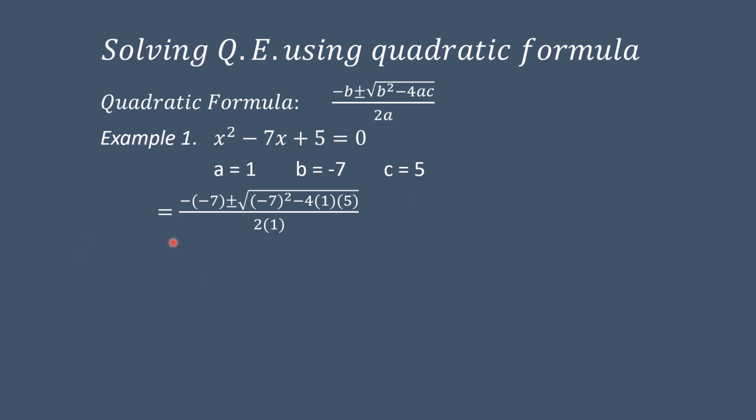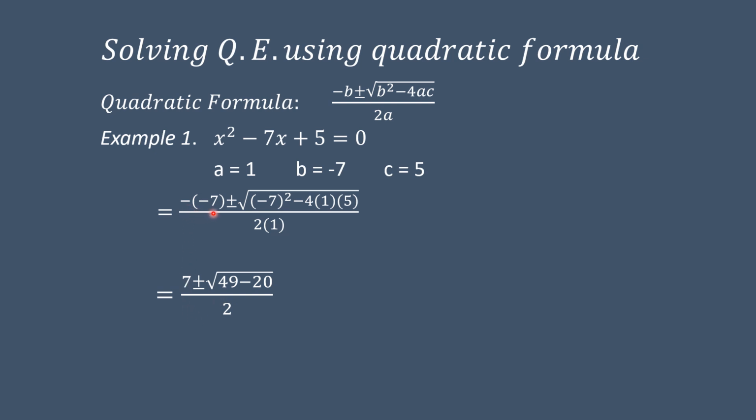Then we will plug in all the values of a, b, and c in the formula. So we have negative times negative 7 plus and minus the square root of negative 7 squared minus 4 times 1 times 5, over 2 times 1. Then we will simplify.